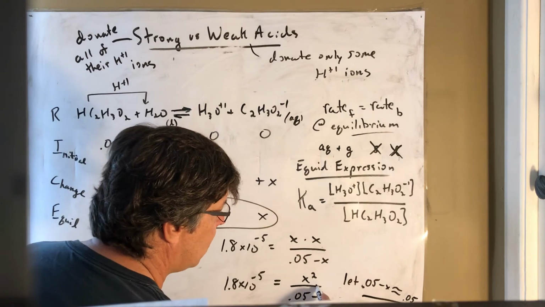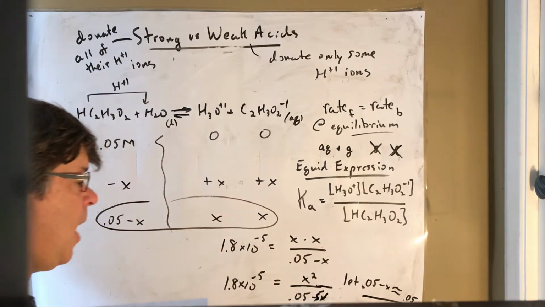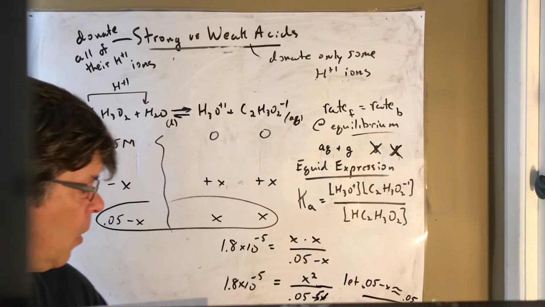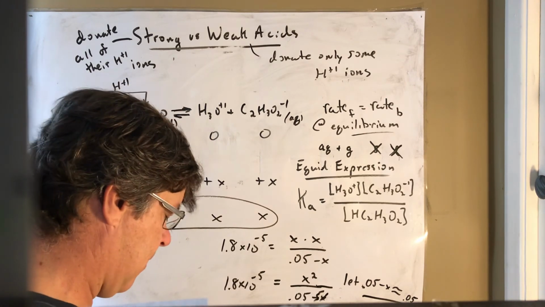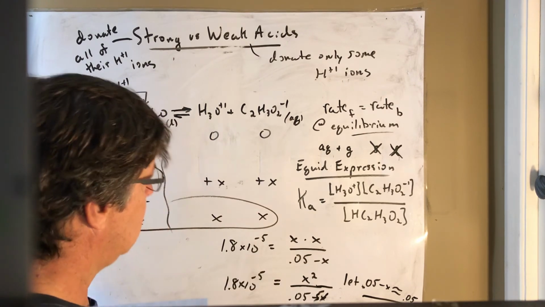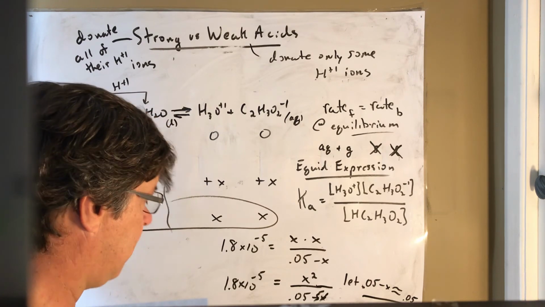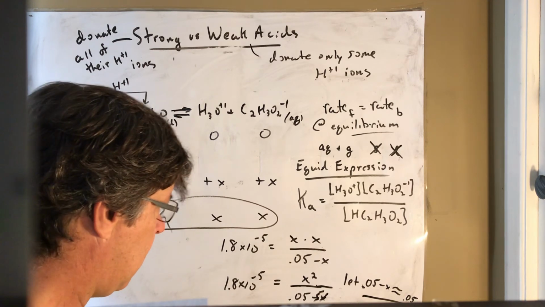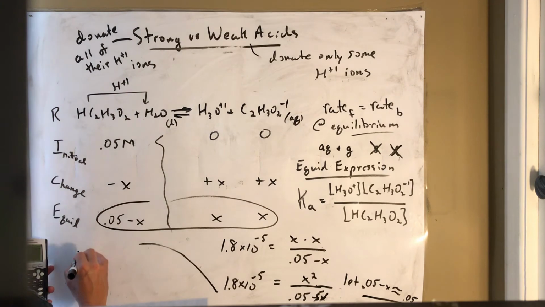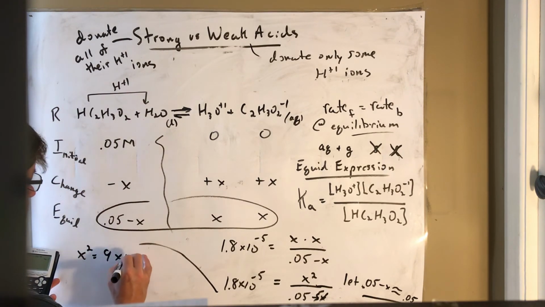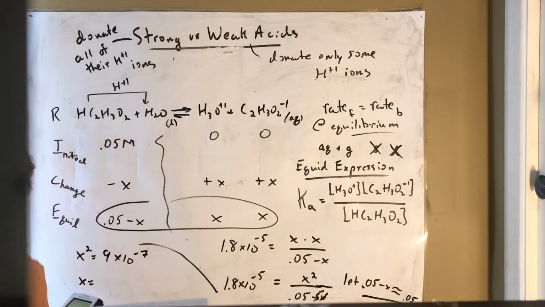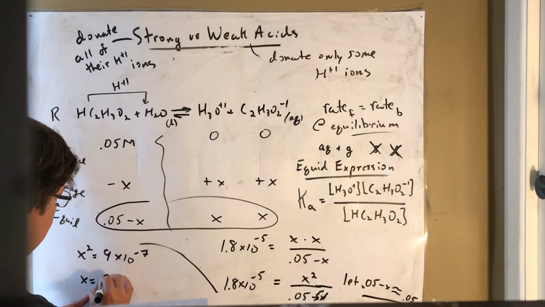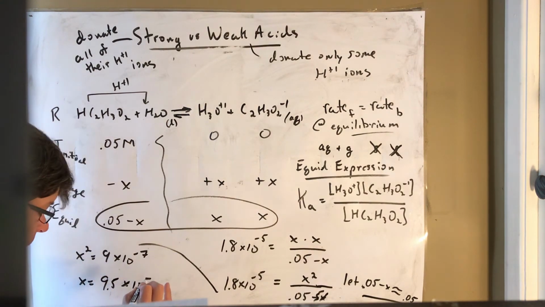And so we just get rid of it. And then we solve for x. Okay? So let me just use my calculator here. I'm going to cross multiply. I'm just going to multiply both sides by 0.05 and then take the square root. Times 1.8 exponent negative 5 equals. Yeah, I should write all this down for you. So x squared equals 9 times 10 to the negative 7th. So x equals, take the square root of that. So it's 9.5 times 10 to the negative 4th.